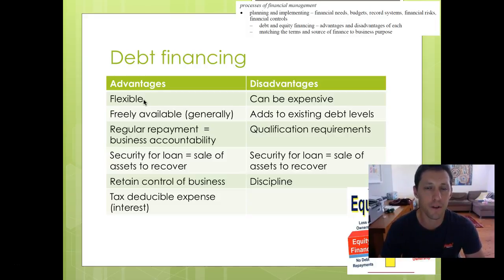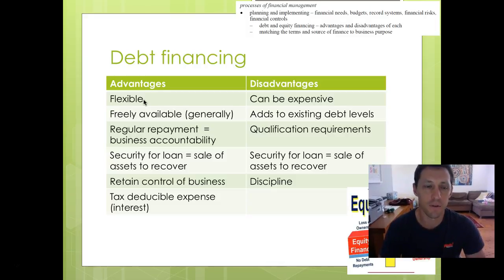It's also flexible in the context of what it could be used for. It could be used to cover you for short-term issues that the business might have, so the business doesn't have enough cash to purchase stock in the short term. And conversely, it could be used to make a long-term purchase of an asset. So there's an element of flexibility to it there.